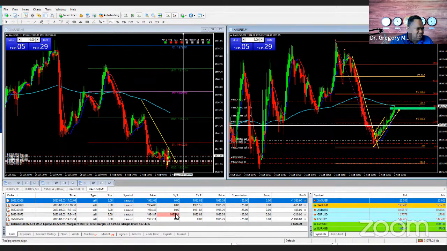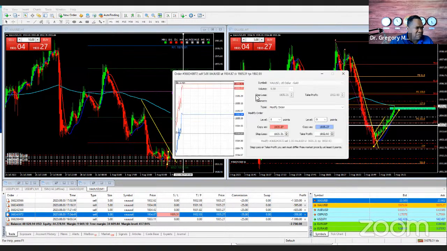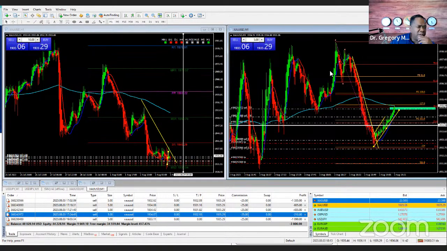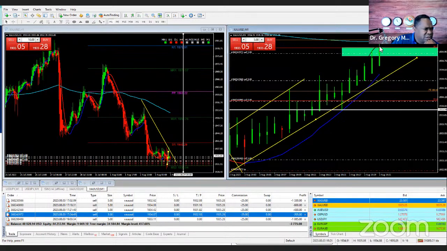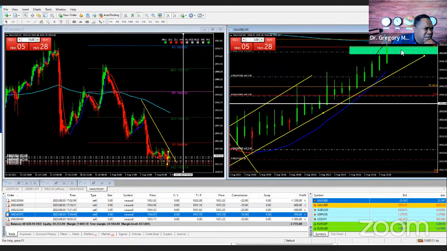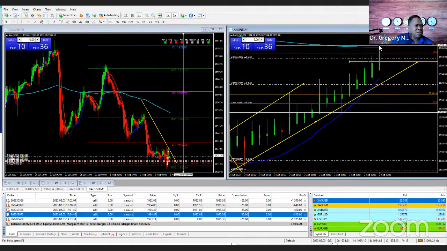My 1931, I'm going to modify that. So here we go, we're tagging the 30. It seemed like we went a little bit higher than that 38. We've got to move this rectangle out of the way. So the 38 and the 200 simple moving average. That's why I have a 200 on my chart. Price went right to the 200 and eked by the 38% retracement.